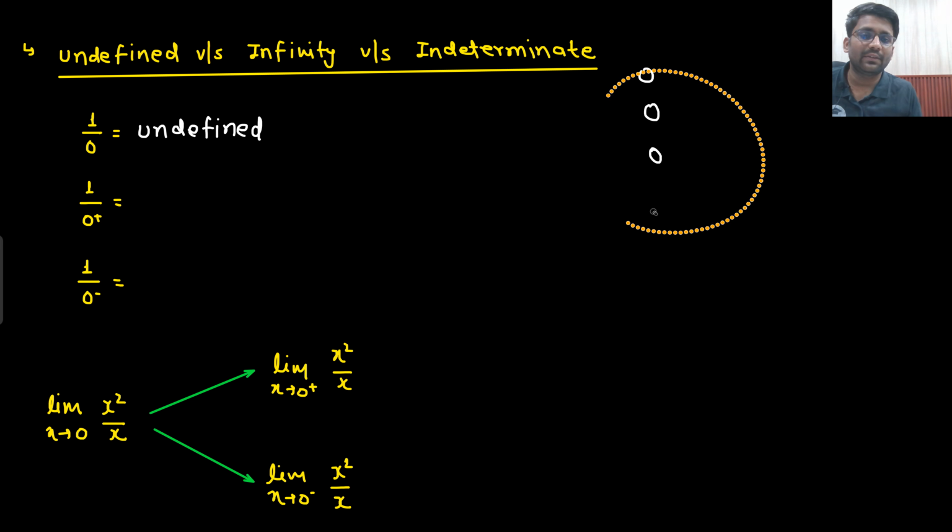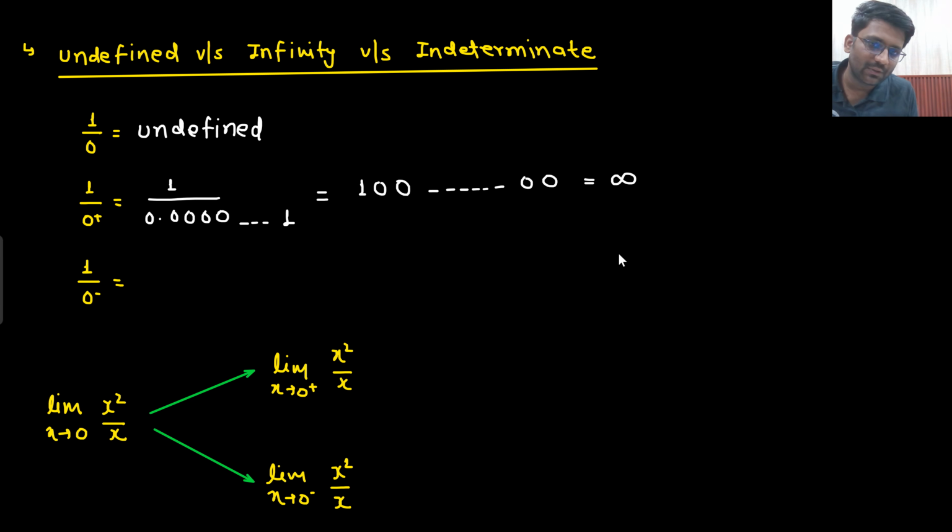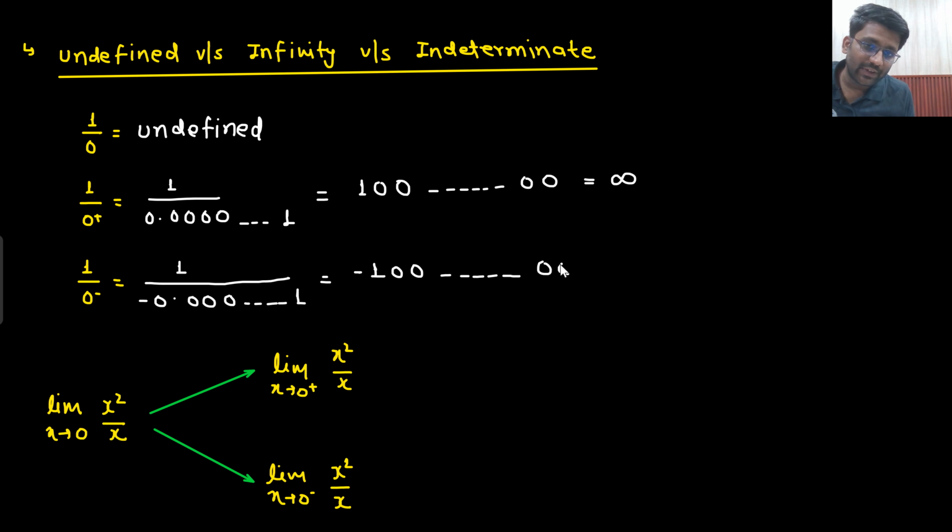So it is undefined. But what is the value of 1 by 0 plus? 0 plus means just after 0, that means 0.000000001. So that will be 10000000000, a very large value, which could be infinity. And just before 0, that means 1 divided by minus 0.00001, that is minus 1000000, which is very large but in the negative direction, so it equals minus infinity. So what did you understand? 1 by 0 is undefined, 1 by 0 plus is infinity, 1 by 0 minus is minus infinity. Is that clear? So this is the difference between undefined and infinity.